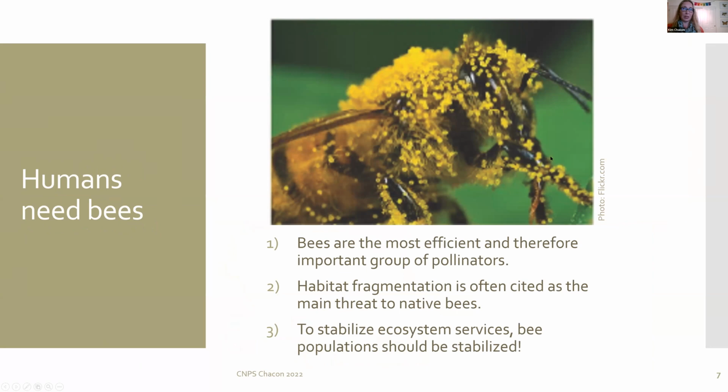Now this is a picture of a European honeybee, but there are so many different kinds, and we depend on European honeybees. They're almost managed like a livestock in the US, but we also do depend on the native ones. Interestingly enough, I'm sure you have heard about habitat fragmentation being a problem for other animals, and bees are no exception. They are having problems because of the amount of development that's been going on. So to stabilize ecosystem services, meaning things that the environment provides to humans for free, we need to help stabilize the environment for bees and their habitat.